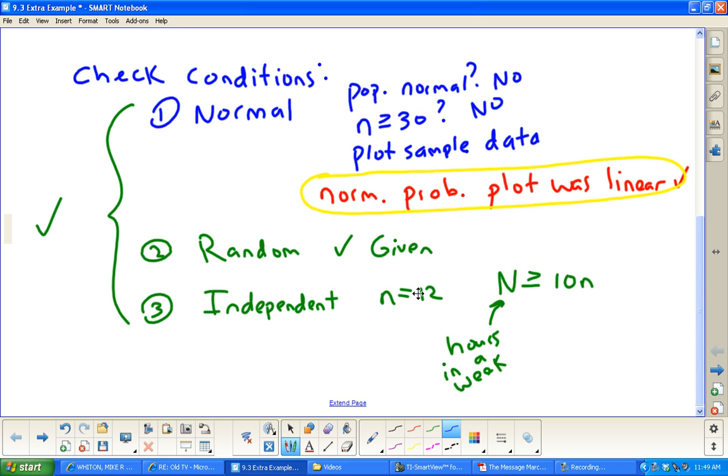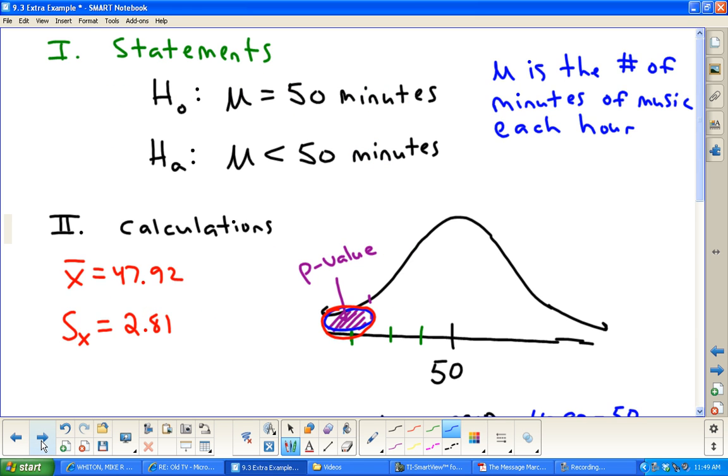It was given that the sample was random, and then the independence, the capital N, the population size is greater than or equal to 10 times our sample size. So that was hours in a week, and we used 12, so there's more than 10 times that in a given week. Okay, so now we're ready to write the statements.